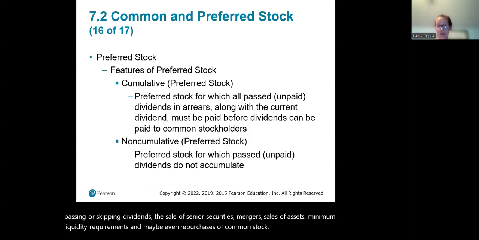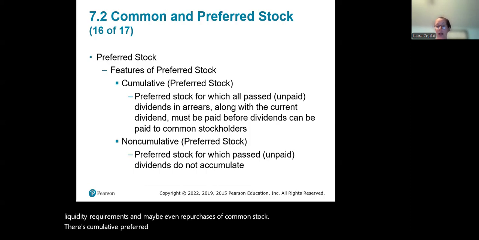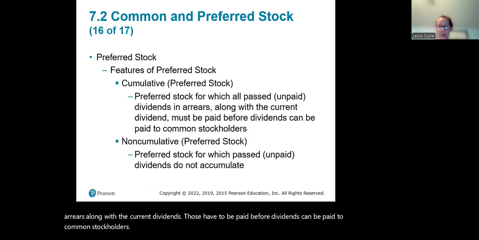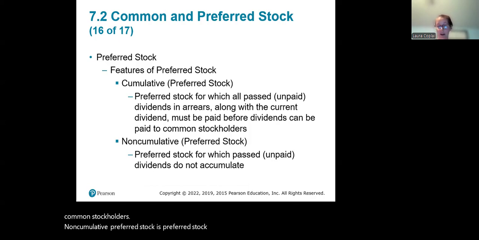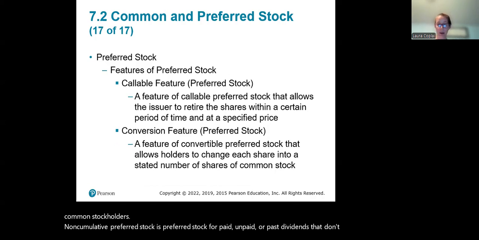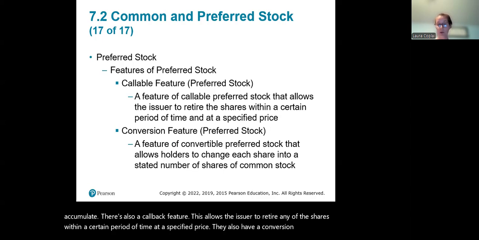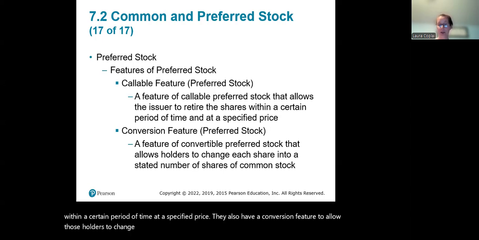There's cumulative preferred stock. So this is preferred stock where all unpaid dividends are in arrears, along with the current dividends. Those have to be paid before dividends can be paid to common stockholders. Non-cumulative preferred stock is preferred stock for which unpaid or past dividends don't accumulate. There's also a call feature. This allows the issuer to retire any of the shares within a certain period of time at a specified price. They also have a conversion feature to allow those holders to change each share into a stated number of shares of common stock.